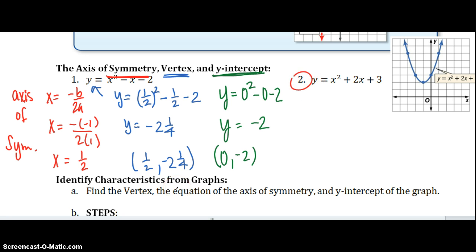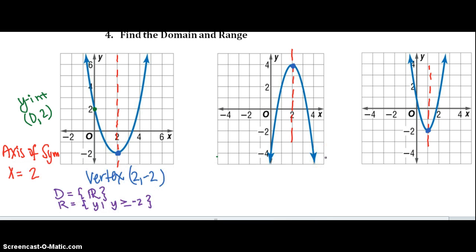Okay, we're running out of time. Number 2 is number 2 on the previous page. So find the y-intercept if you didn't already find that when you graphed it. And the last thing we're going to do on this video is to look at graphs and to identify the axis of symmetry here is at positive 2. The y-intercept is at 0, 2. The vertex here is at 2, negative 2. And the domain is all real numbers, and the range is y, such that y is greater than or equal to negative 2. Try the next one.